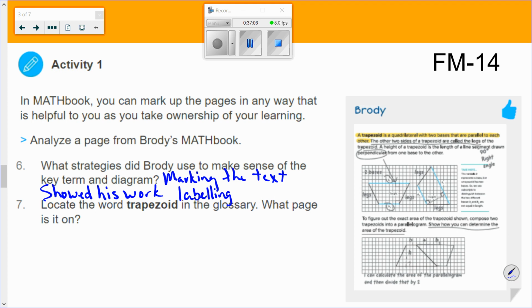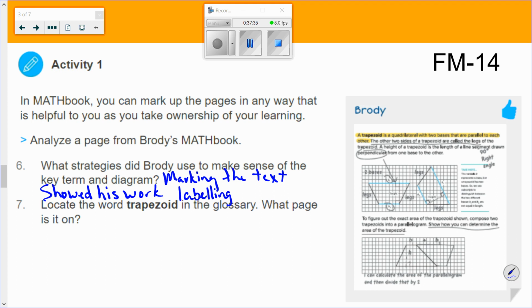Anything else you guys noticed? Billy? He got the answer right. Did he really get the answer right? Oh, did he? You're the teacher, thumbs up. It's a thumbs up because it's a good example. So it is a good example, so he must have got it right. Okay. So another thing I like, he didn't box it, but he underlined the question, show how you can determine the area of the trapezoid. What else did he use?